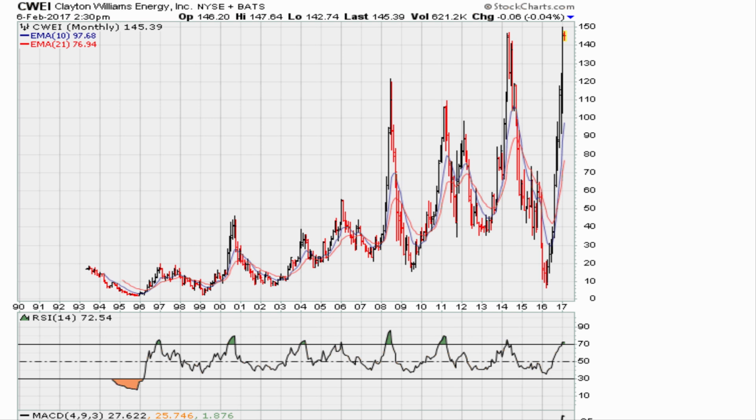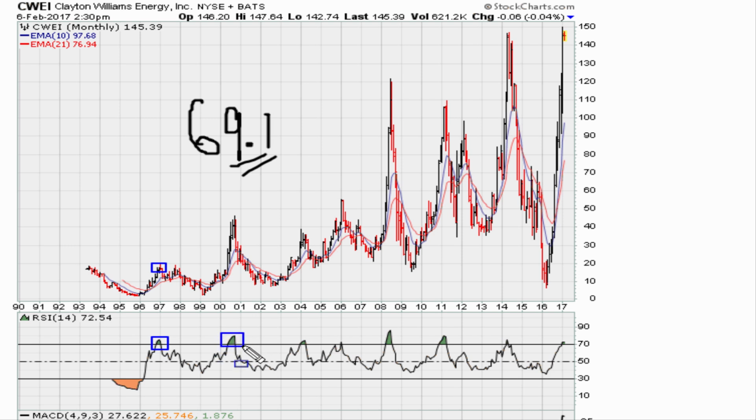Let's take a look at the all data monthly chart for CWEI. What's interesting here is this is a good example of what happens when a stock has uniform action when it moves above 69.1 and back below it. You can see here every time the stock has been moving above 69.1, it has been doing that with uniform action, which has also corresponded to a high.